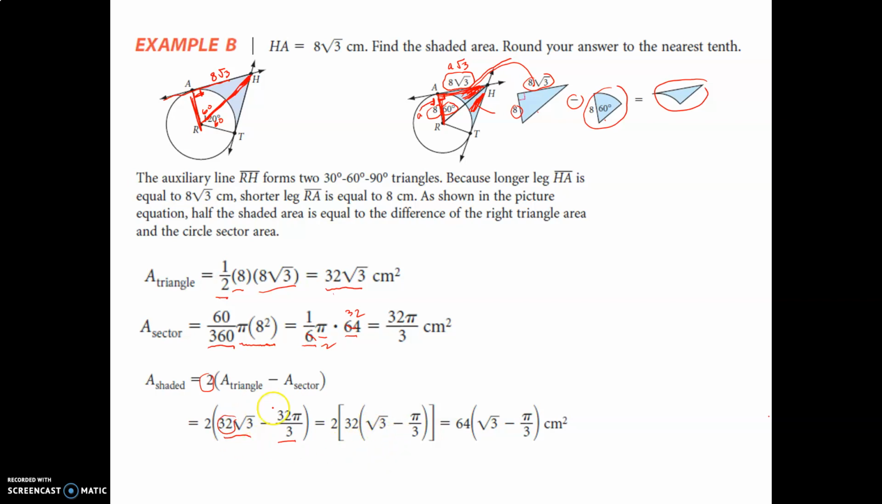See how this has a 32 and this has a 32? So they factor that out to the front. So 2 times 32 then is 64, and then they leave that like that. I suppose if you had just multiplied this by 2 and this by 2, I, of course, would have given you credit for that. But if you want to get the same answer they have in the book, that's what they did. So the shaded area then, if I put that in my calculator, is 43.8 square centimeters.